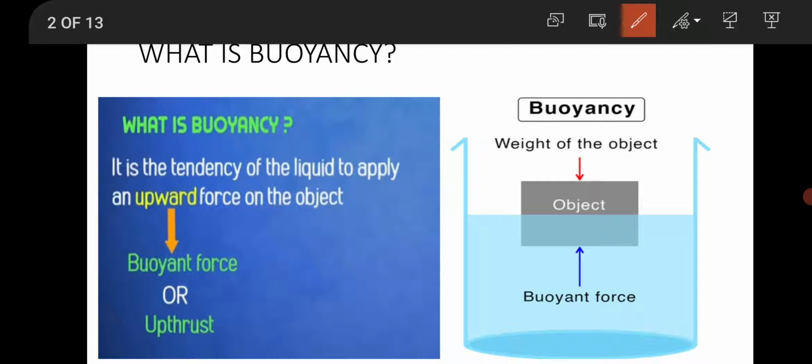See, whenever any object is immersed in a fluid, may be liquid or it may be gas, तो कोई भी ऑब्जेक्ट है अगर उसे फ्लूइड में इमर्स करेंगे then two forces act on that object. One is the gravitational force, that is weight of the object, and second is buoyant force. So the upward force that acts on the object is known as buoyant force, or it is also known as upthrust.